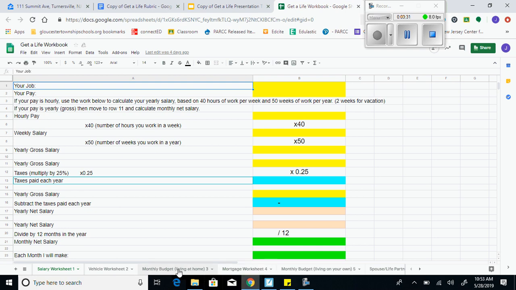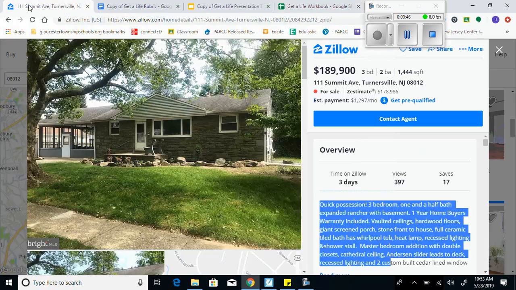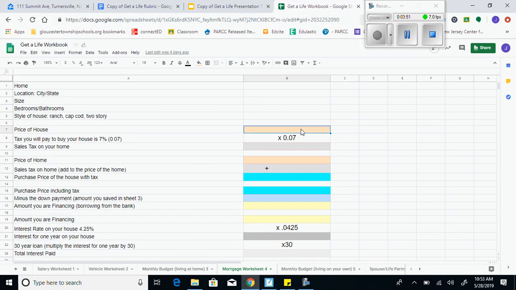So in my workbook, I will go down here to sheet 4 where it says mortgage worksheet. Up here I would type in where the home is, the location, bedroom, size, like that. In this first box right here is where I would put the list price. And the list price is $189,900. That number would go right here in the list price. Currently I cannot write on the smartboard, so we're just going to have to walk through this together. So this would be $189,900.